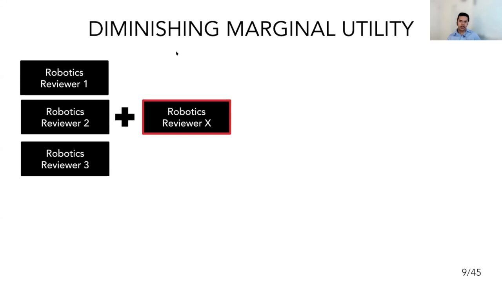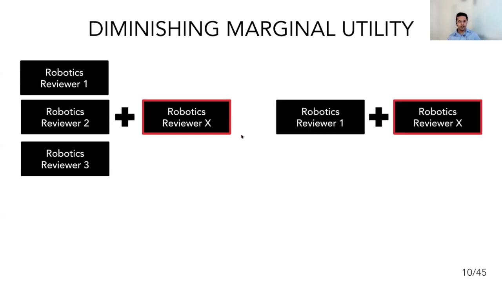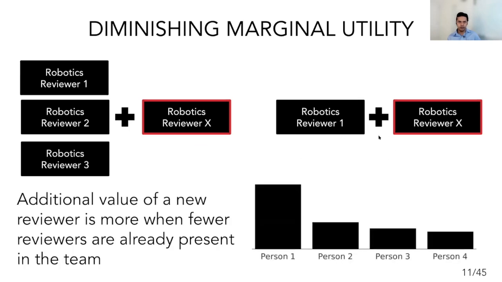And the first thing is the idea of diminishing marginal utility, which says that once you have 3 reviewers and you add a new reviewer, the value provided by the new reviewer is less if there are already many existing reviewers of the same type. So if there are 3 robotics people, the 4th robotics person's review will not talk about many new things, versus if there is a team of 2 people.